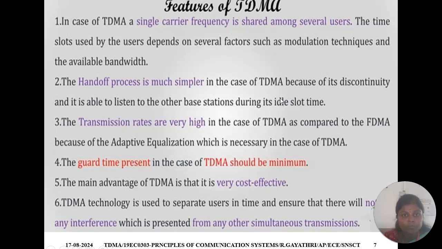Okay, coming to the features of TDMA. In TDMA, a single carrier frequency is shared among several users. The time slot used by the user depends on several factors such as the modulation technique and the available bandwidth. The hand-off process is much simpler in TDMA because of its discontinuity, and it is able to listen to the other base station during its idle time slot. Third, the transmission rate is very high in TDMA compared to FDMA because of the adaptive equalization method. Therefore, the guard time in TDMA should be minimum.